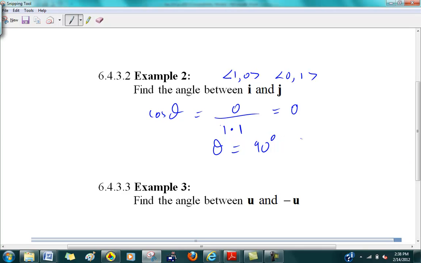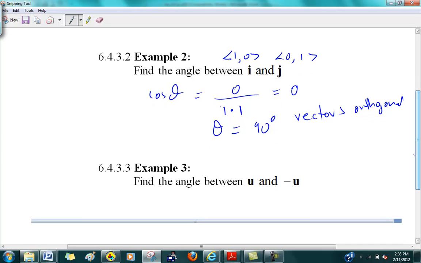Okay. Again, when vectors are orthogonal, i.e. at right angles, okay, the dot product is 0. Okay, and remember, this is a friendly angle.